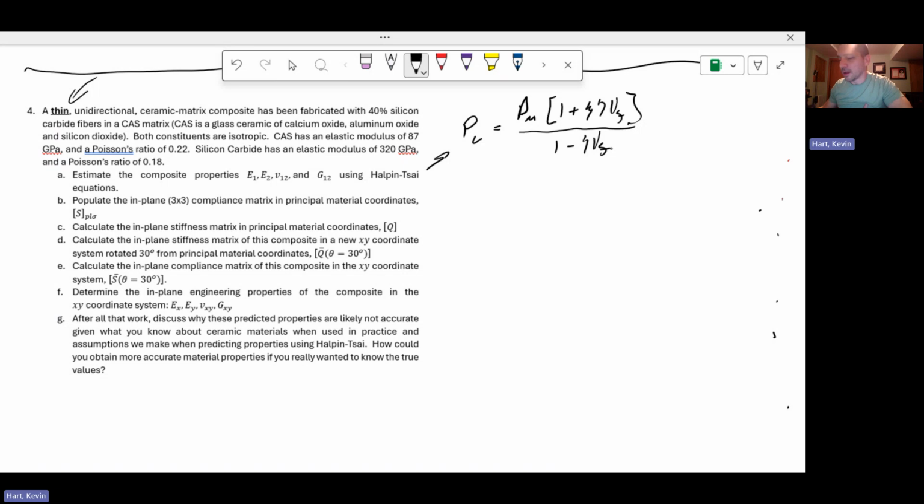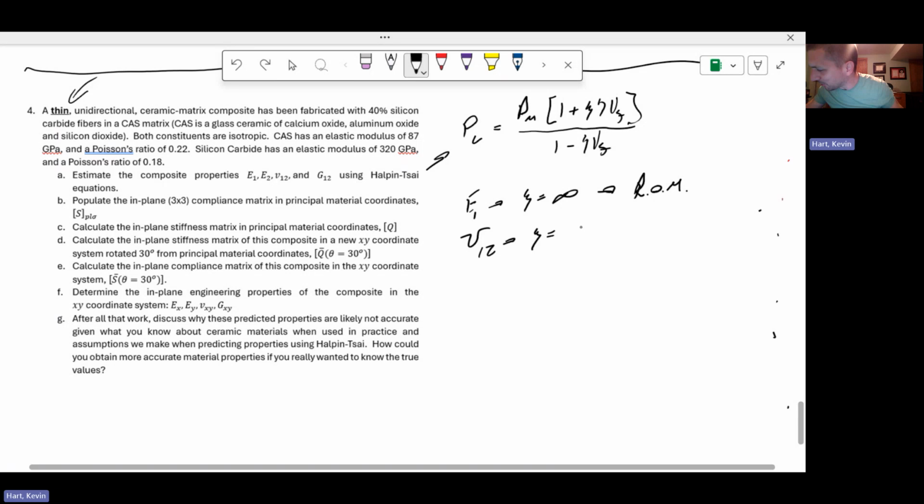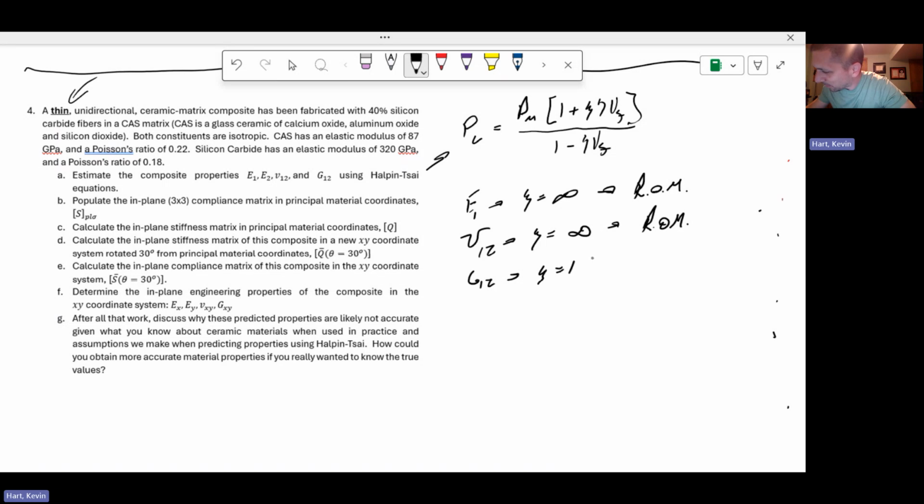We've used it a lot, but you would use different values of xi for different material properties. If you're looking for E1, use xi equals infinity, which is rule of mixtures. Same thing for nu12, you use xi equals infinity. Sorry, that's a bad infinity symbol, which again is rule of mixtures. If you're looking for G12, use xi equal to 1, and if you're looking for E2, you use xi equal to 2.